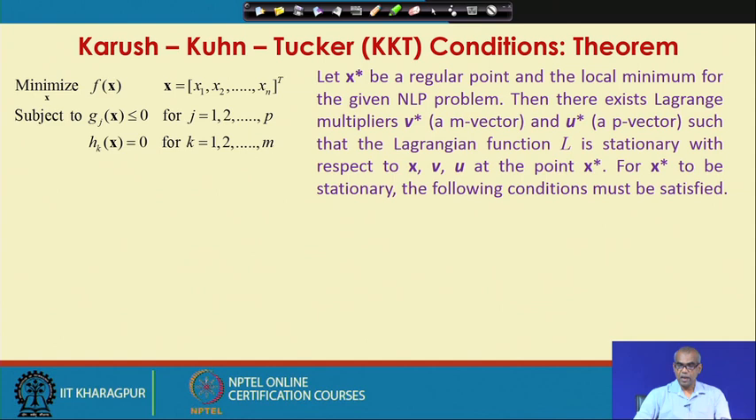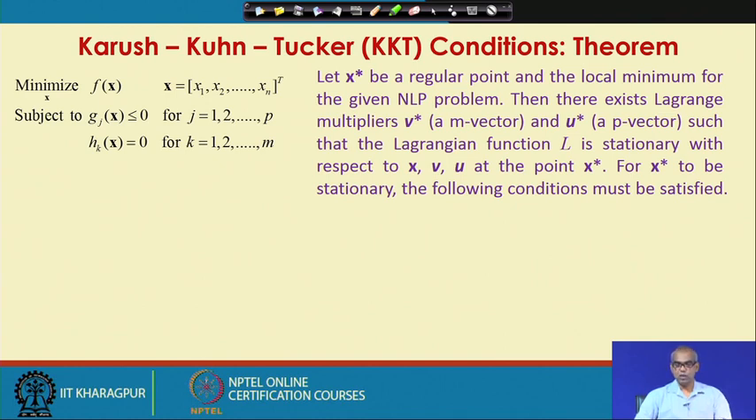Then there exist Lagrange multipliers v star and u star such that the Lagrangian function L is stationary with respect to x, v and u at the point x star. So, if x star is a regular point and the local minimum for the given NLP problem, then there must exist m Lagrange multipliers v star and p Lagrange multipliers u star such that the Lagrangian function L is stationary with respect to x, v and u at the point x star.